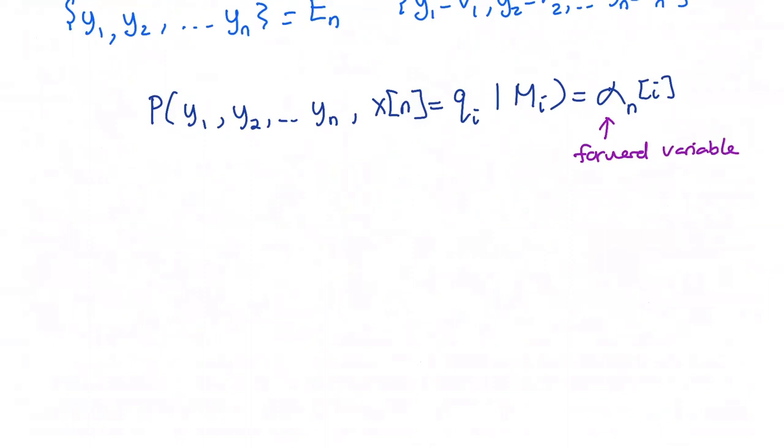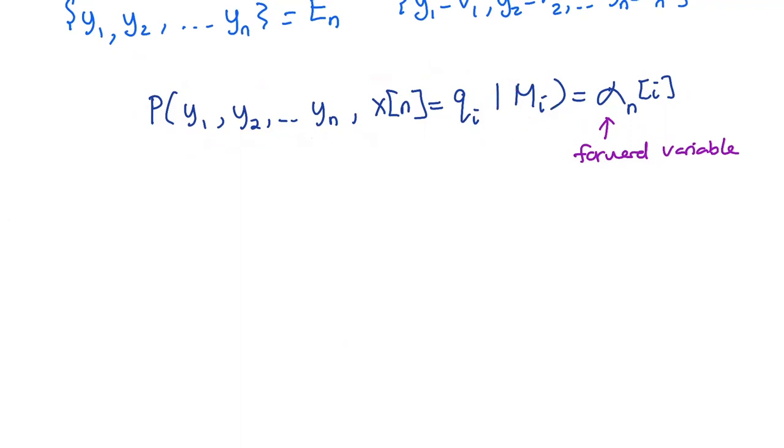So the forward variable, the way it's defined here, is actually a number, right? You see that this is a number because I know exactly what the values of Y1, Y2, and Yn are, and this tells me the state Xn is at the state Qi, right? So all of this is specified. Therefore, this is really just a probability, for a particular model, of seeing the sequence of observations and the state at time n, right? And you always know the model Mi. Mi is given.